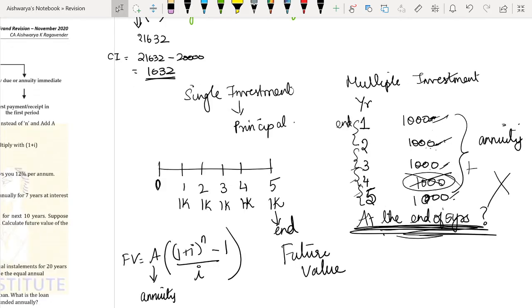So what you have to do is, first when you're reading the question, you should see if it's a single investment or multiple investments. If it is multiple investments, then you will have to check whether you're calculating the value at the end of the 5th year or you're going to calculate in the beginning. I'll come to present value later. First, I hope you have understood what is future value. In this case, you're going to calculate future value using this formula. Here it will be 1,000, n will be 5. Interest will be given in the question and accordingly you will substitute.